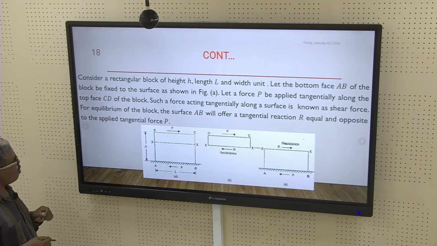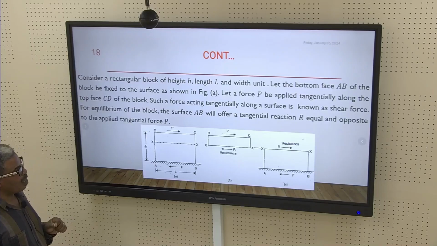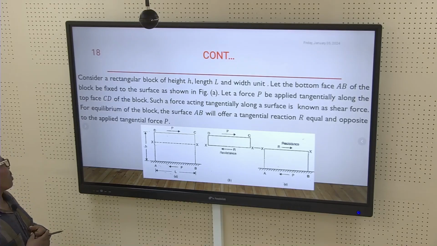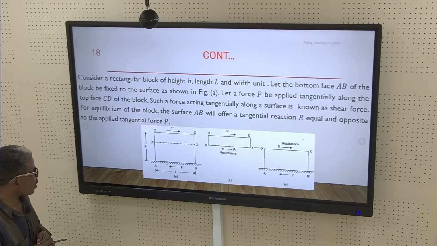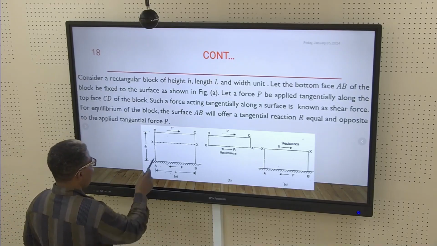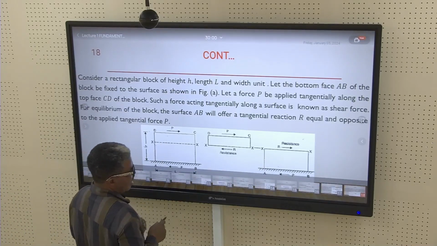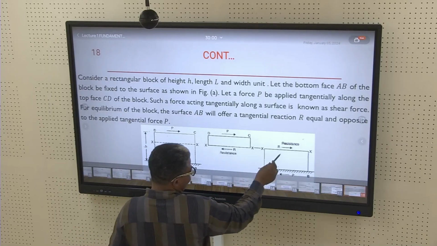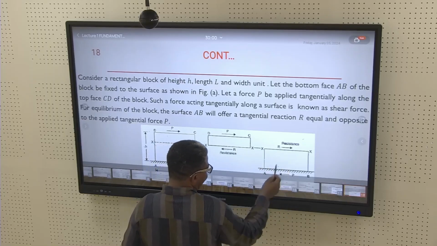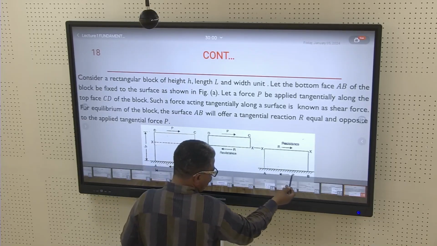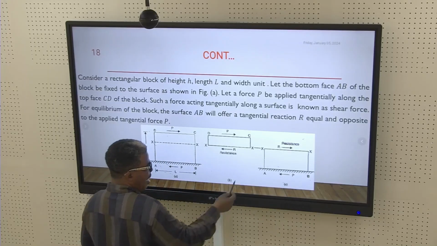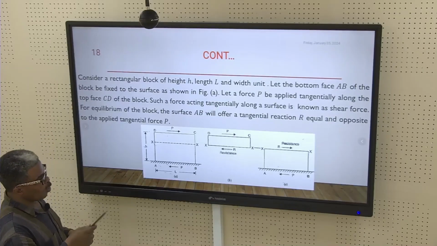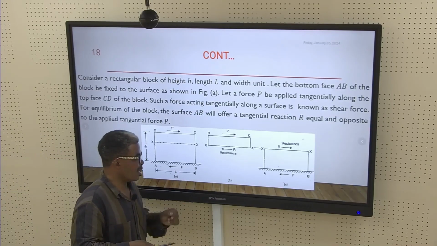For equilibrium of the block, the surface AB will offer a tangential reaction R equal and opposite to the applied tangential force P. So this is our force P, and this one, the reaction R. That means if there is a force P pulling to the left-hand side, the reaction will be pulling to the right-hand side. That means opposing or opposite or equal to the applied force.